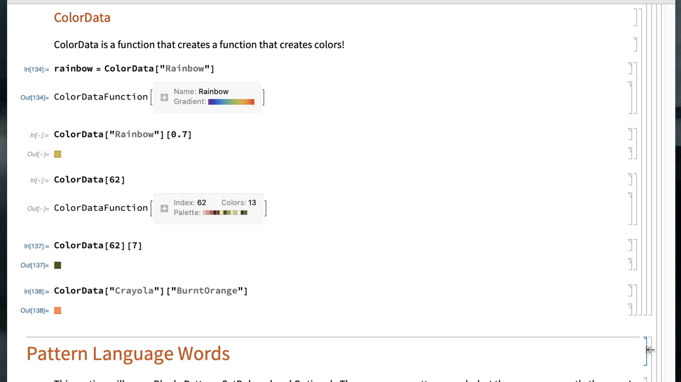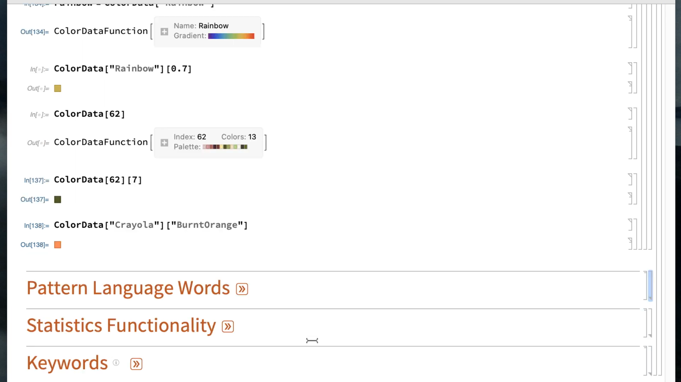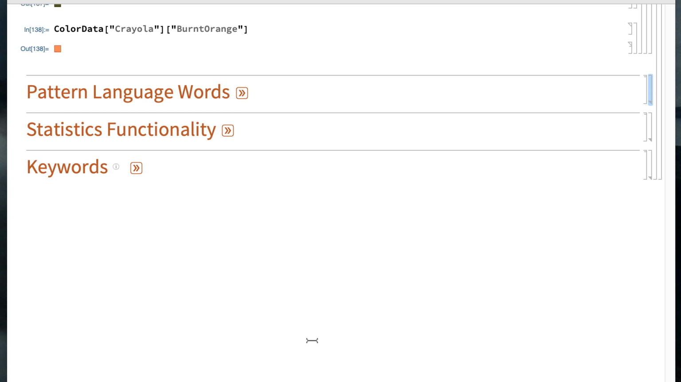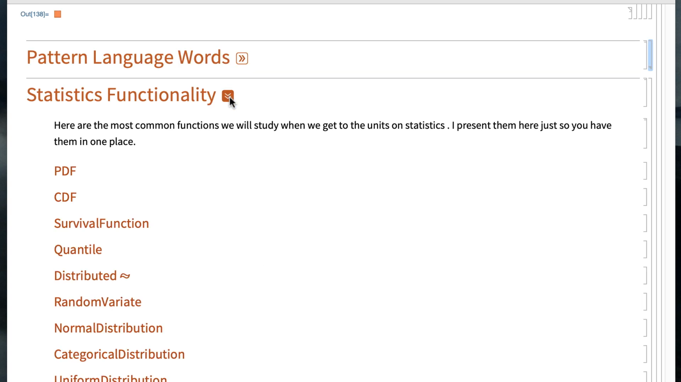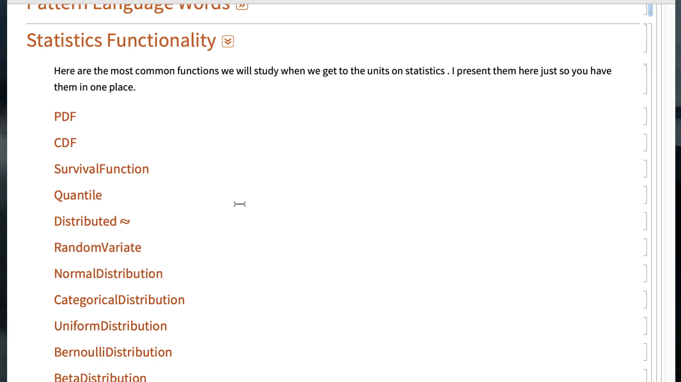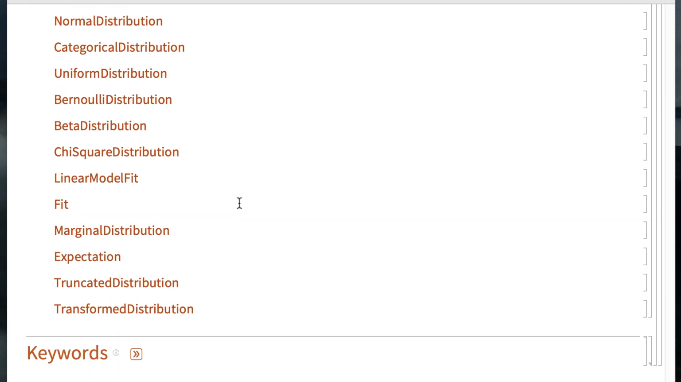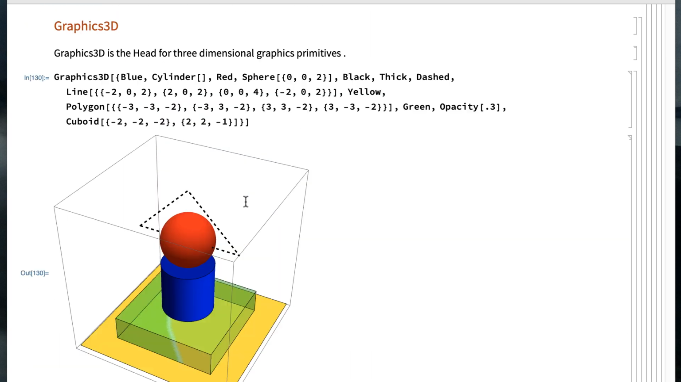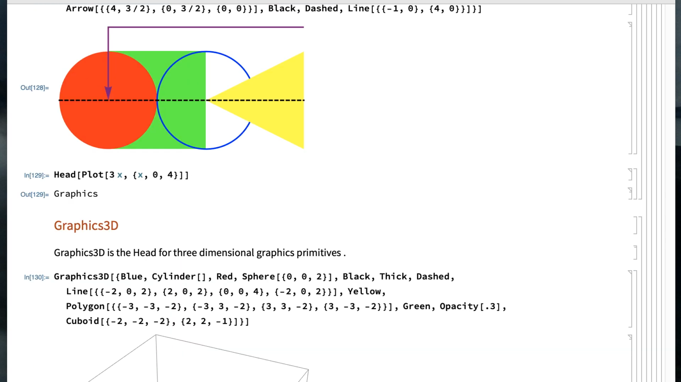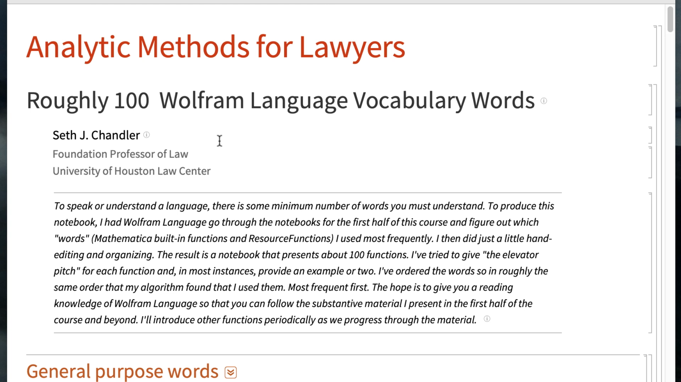Let me just collapse that down, double click on that. And you'll be very happy to know that all I'm going to do with statistics functionality is just sort of expose you to. There are a bunch of things we're going to see, and you can look forward to it. So that is the end of the very long discussion on roughly 100 Wolfram Language vocabulary words. It's here as a reference for you. As I said, I don't expect you to absorb this.